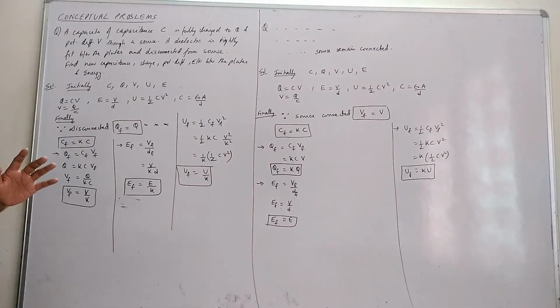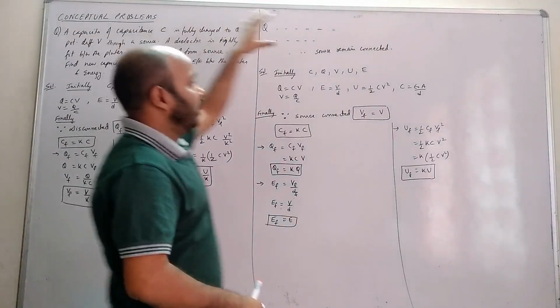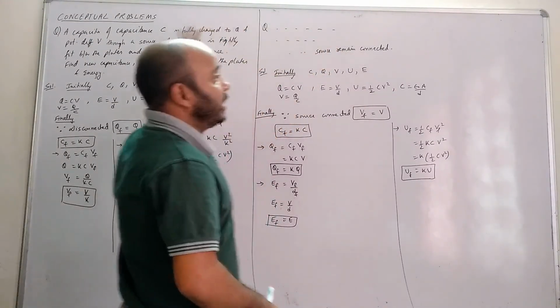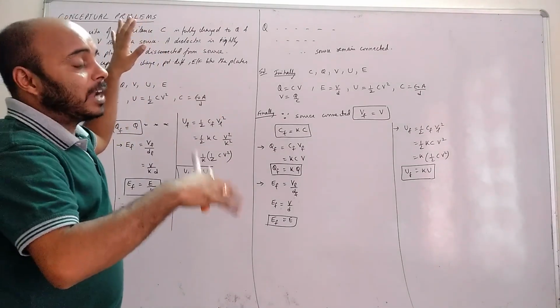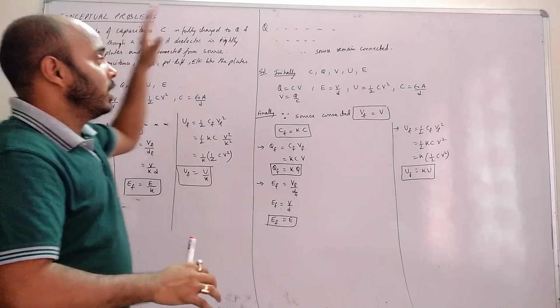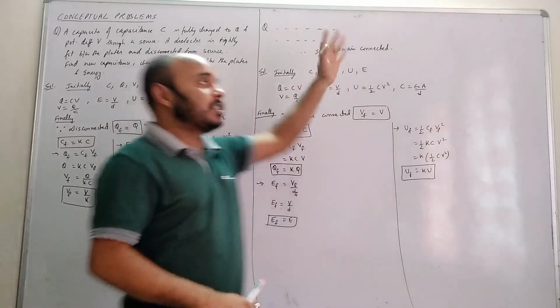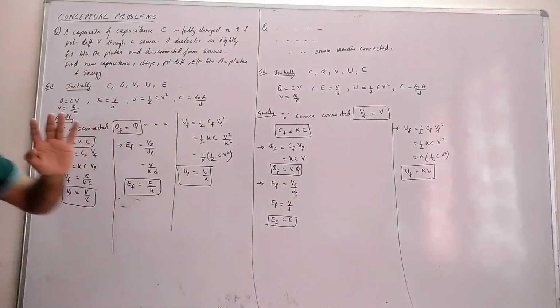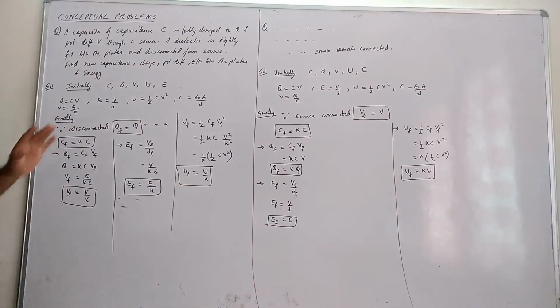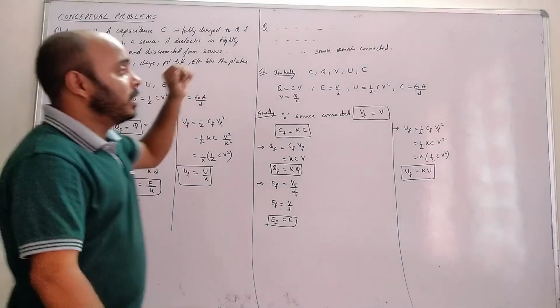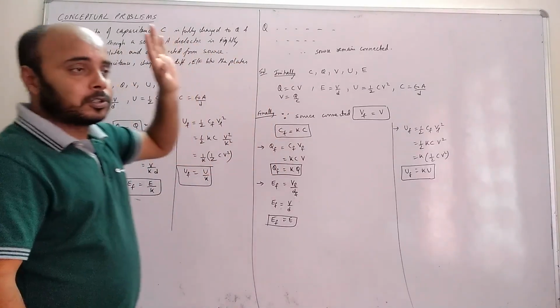Okay, now the same question we will do here, but what will happen? Here the dielectric is introduced and disconnected from the source. Here the dielectric is introduced and the source remains connected. So this is the difference between both the sums, both the conceptual problems. Here I will disconnect the source, here the source will remain connected. So we will see what changes come.